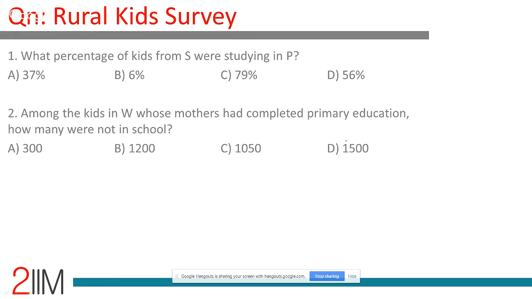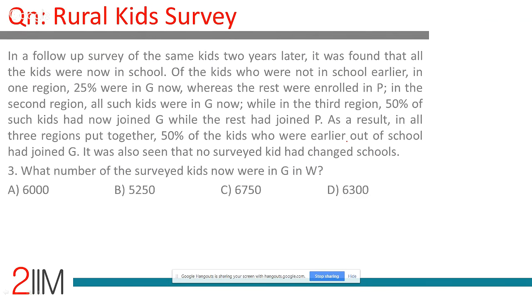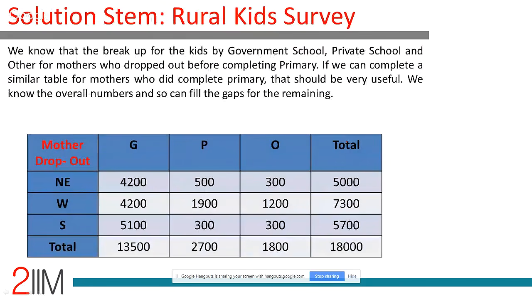The next step for me, these are the questions that follow. As far as the solving part is concerned, I know that this grid has been handed to me on a platter. Mothers who drop out, G, P, O, Northeast, West, South, on a platter, given. 3 by 3, 9 cells have been filled for me. These are the overall cells. So these are just added up. I add these 3, I'll get this. I add these 3, I'll get this. They are not new cells.